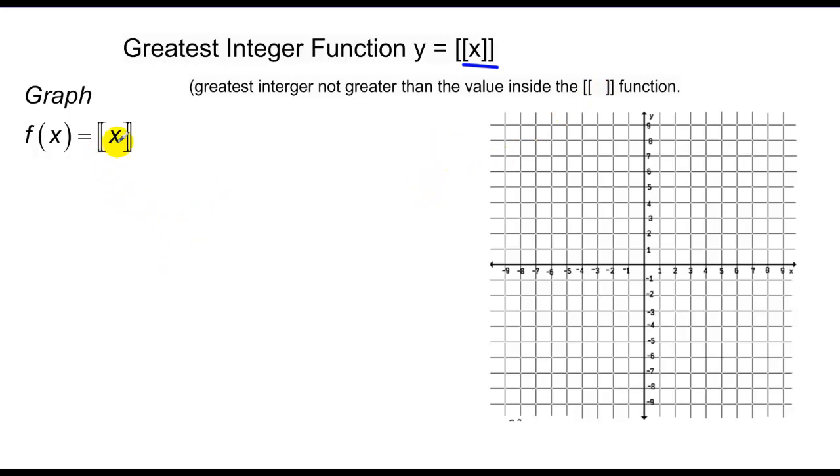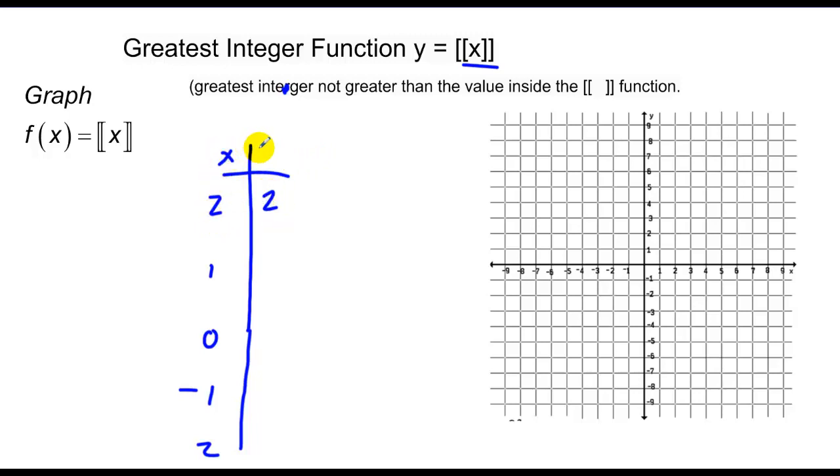So if I graph the greatest integer function, I'm going to pick some points, 2, 1, 0, -1, and graph the number that's an integer that's not greater than the integer that I plug in. Then I get 2 in and 2 goes out. 1 in, 1 goes out. 0 in, 0 goes out. -1 in, -1 goes out. 2 in, 2 goes out.